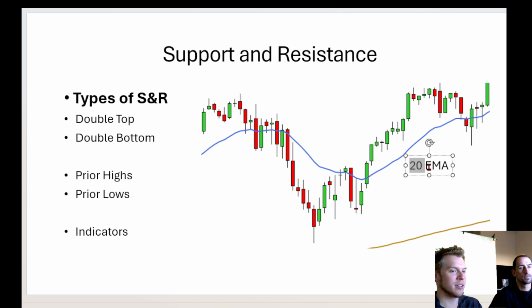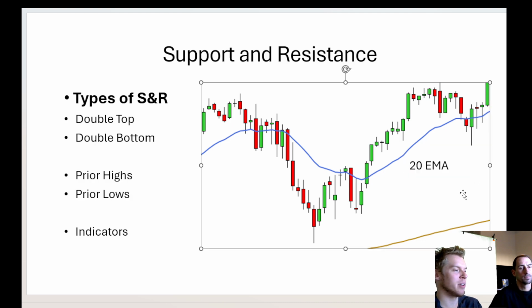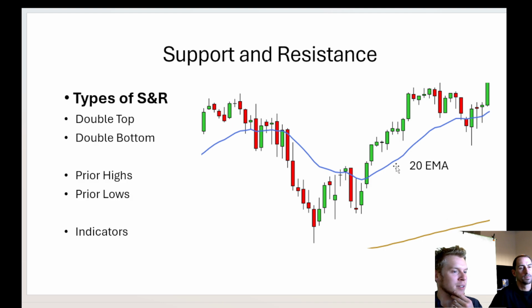So here I have the 20 exponential moving average. On the next slide, I'll explain the moving average, but you can see this blue line. You can see how the market reacts to this blue line. Here it's pulling back, and you can see this little bounce that happens at the moving average. It gets below it here, and with a little bit of imagination, you can see how it's trying to get above it here and can't, and trying to get above it here and can't, and ends up selling off.